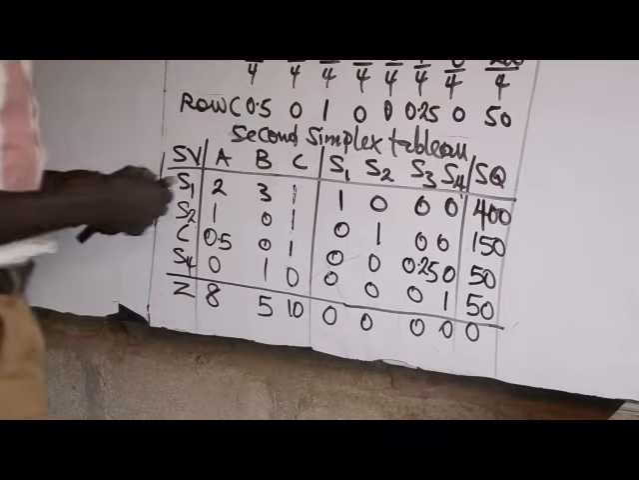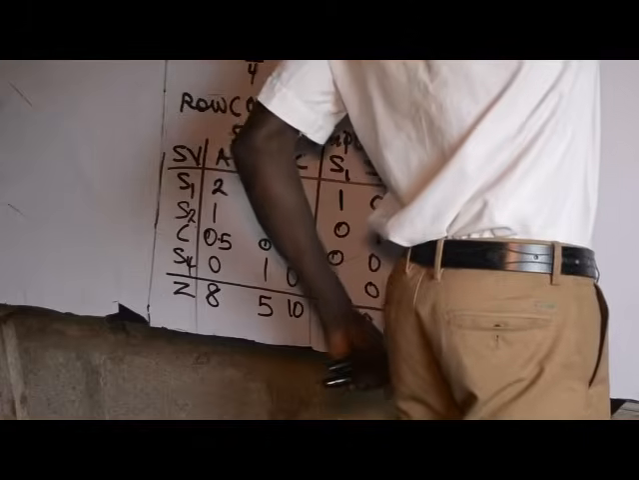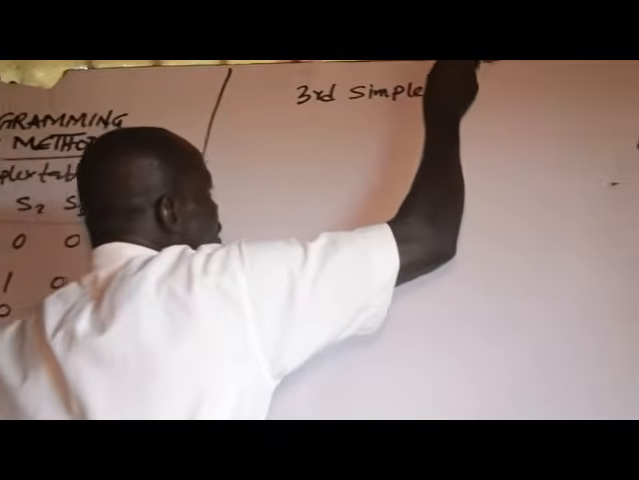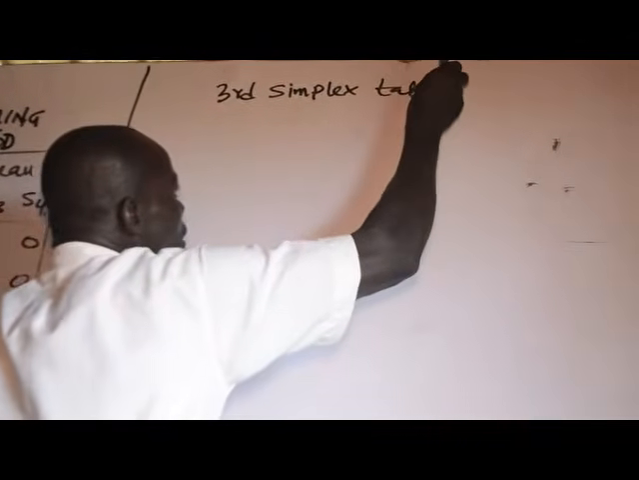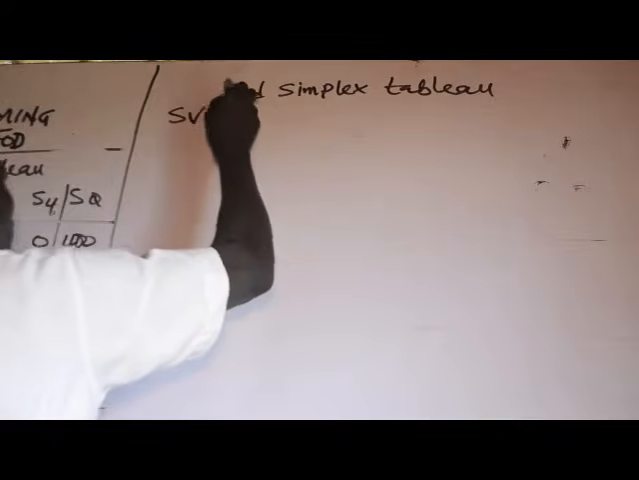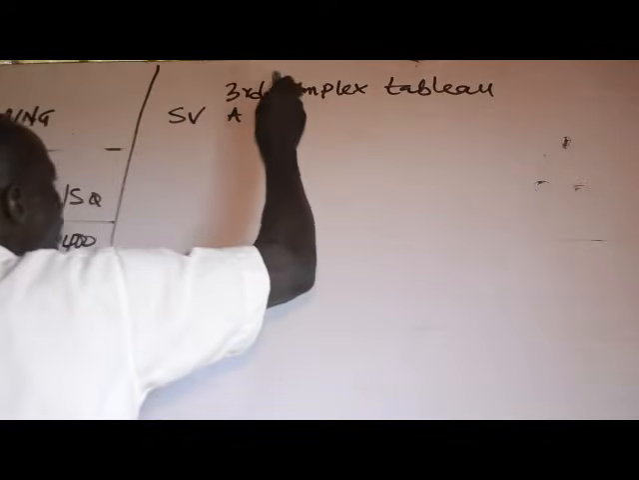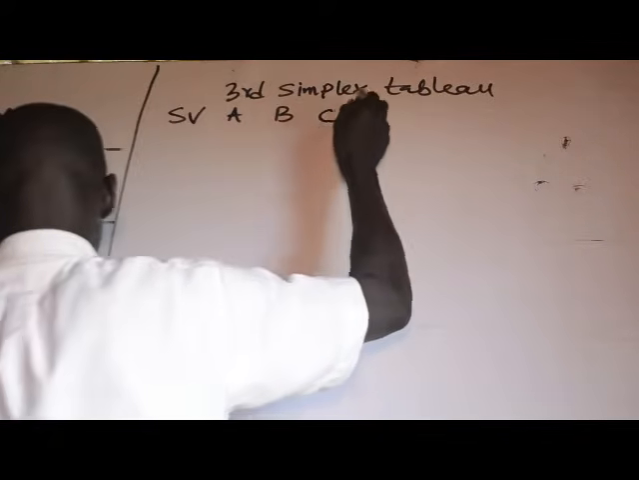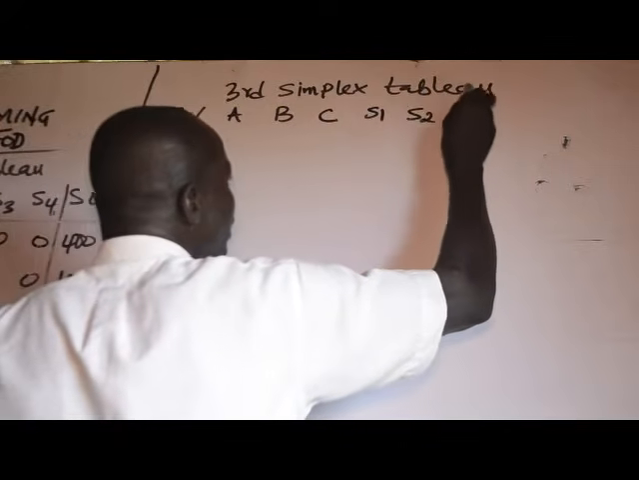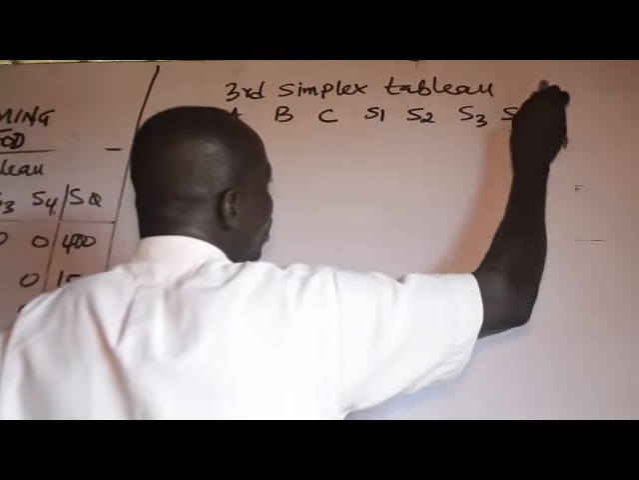So now let's have the third simplex tableau. So we have solution variable A, B, C, S1, S2, S3, S4 and solution quantity.